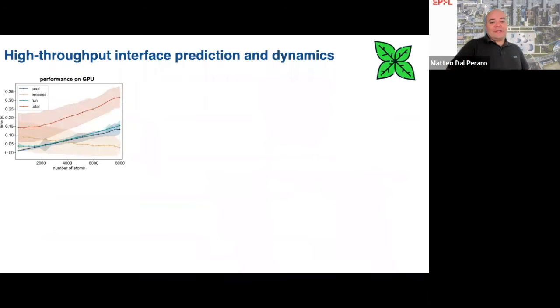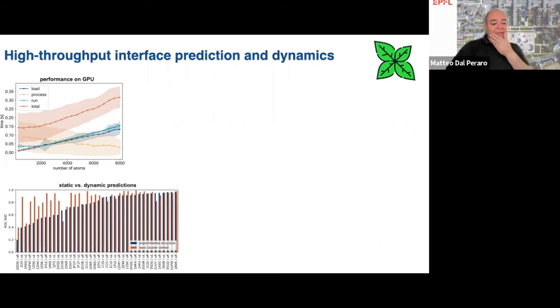The other important thing about the model is that it's super fast. You can see here that on GPU we take more time to load the structure than to do the actual computation. Because of this, we can really apply the model to large conformational ensembles, like the ones we can generate from molecular simulation trajectories of these proteins. And this is actually what we did in this case.